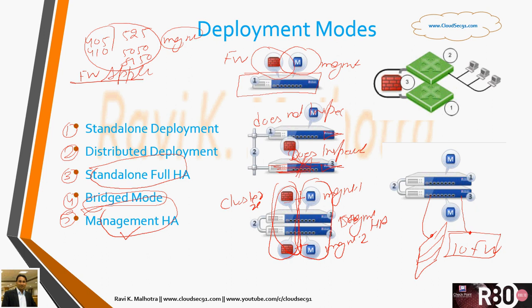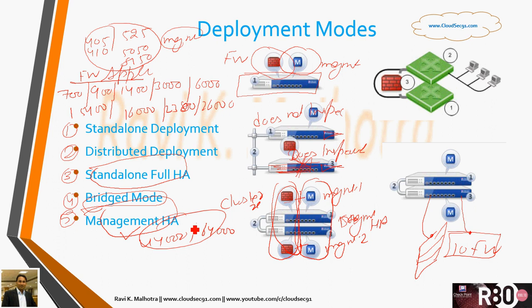We have three different categories: small business, medium, large enterprises, data centers. So there is a 700 series. We have 900 series, 1400 series, 3000 series, 6000 series. We have maybe 15,400 series, 16,000 series, 23,000 series, maybe 800 series, 26,000, and very sexy appliances like 44,000 and 64,000. Huge boxes, massive workload, massive throughput, expensive, fancy money.